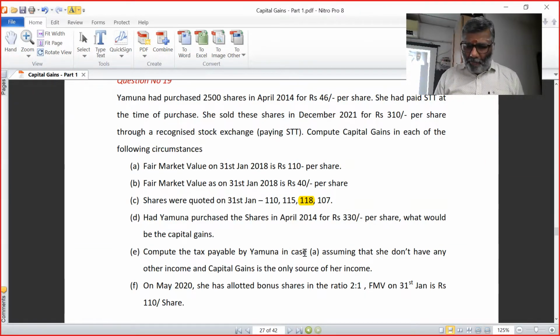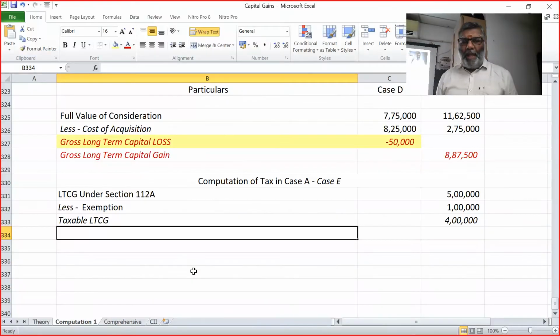Compute the tax payable of Yamuna in case A, assuming she doesn't have any other income. So the basic exemption benefit should be provided. Because she doesn't have any other income, the basic exemption limit of 2,50,000 can be adjusted. That cannot be adjusted only against lottery income or winnings. Winnings are fully taxable. Whereas for STCG on which STT is paid, LTCG on which STT is paid, and general LTCG, if there is a shortfall in the basic exemption limit, that can be set off here. We will do it in assessment of individuals.